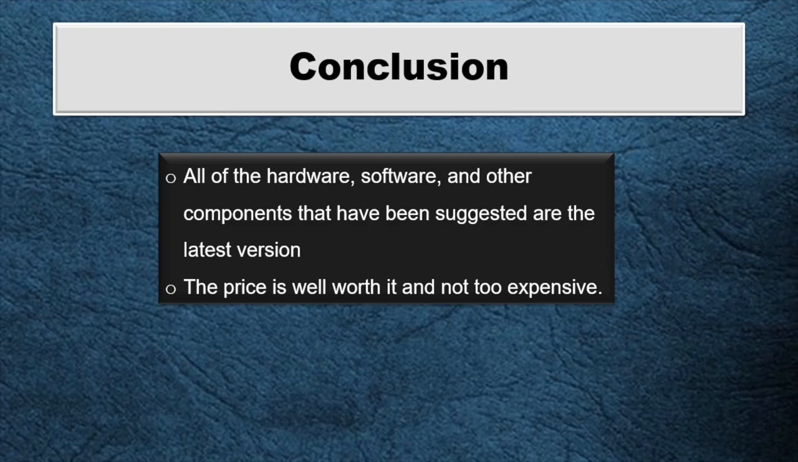So the conclusion is we can see that all the hardware and software and other components that have been suggested are the latest versions. So Nawa can use the suggested materials as a reference to buy a new computer, and it is great for doing assignments, playing games well, and watching movies clearly. So the price is well worth it, not too expensive, and also affordable.